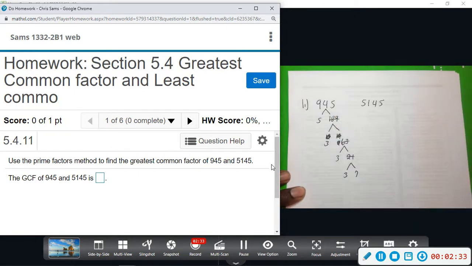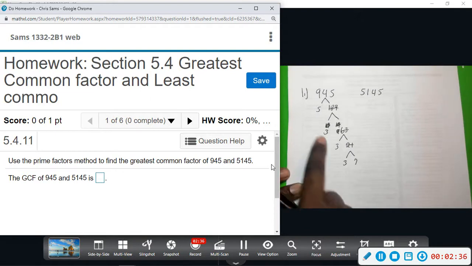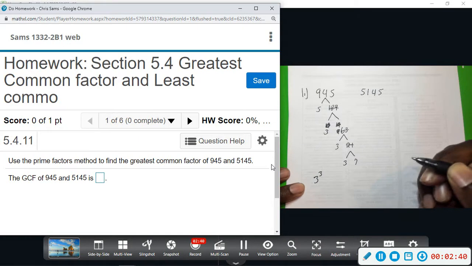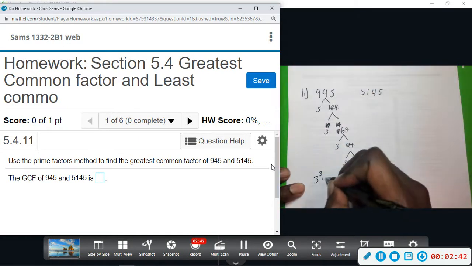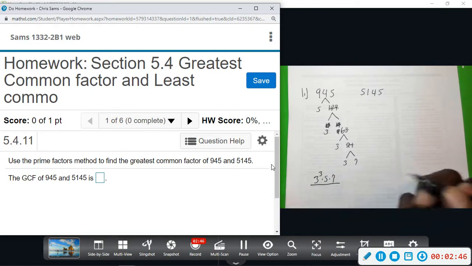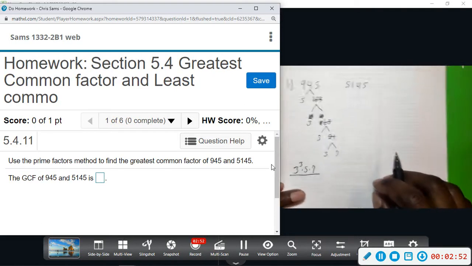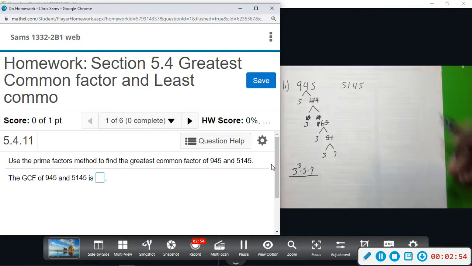So here is our prime factorization. We have three 3's, so I'm going to say 3 to the third, and then we have a 5, and then 7. So this is the first prime factorization. And then we're going to break 5145 into primes.